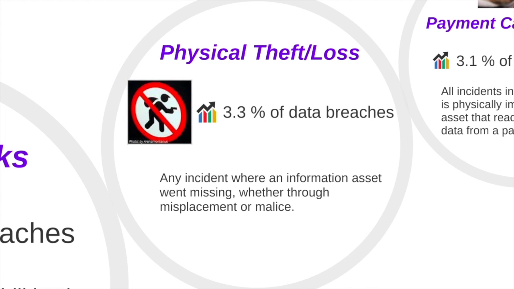5. Physical theft and loss. Any incident where an information asset went missing, whether through misplacement or malice. When we look at all incidents, laptops are the top assets affected by this cause.